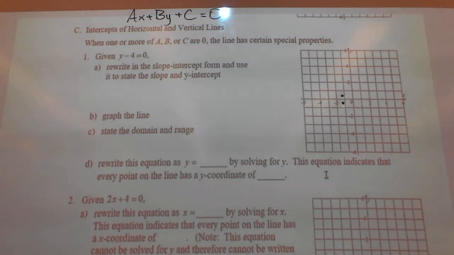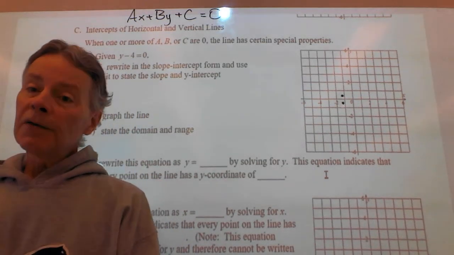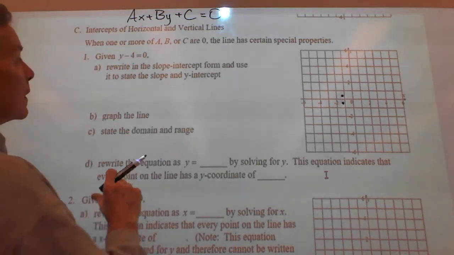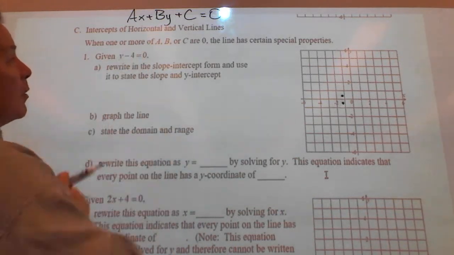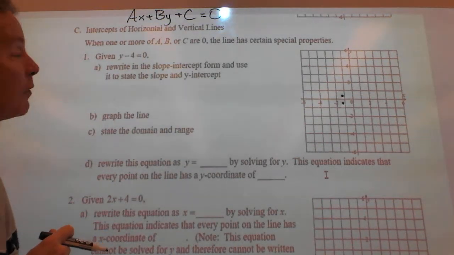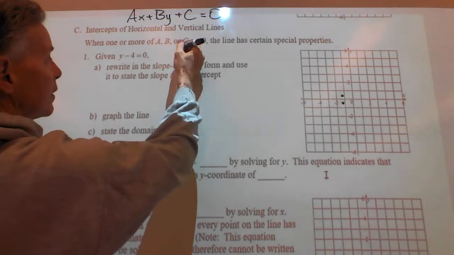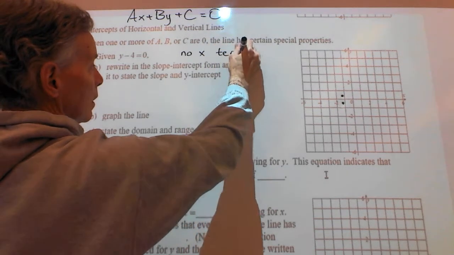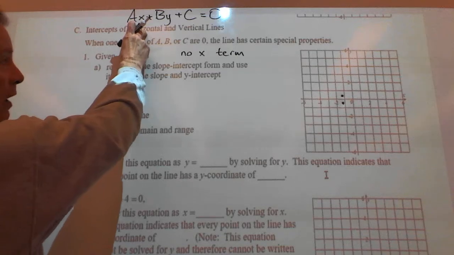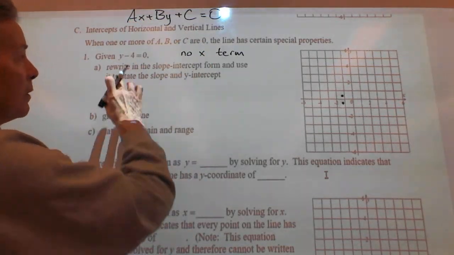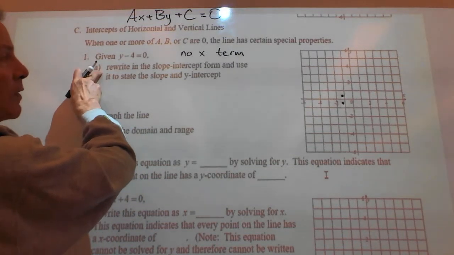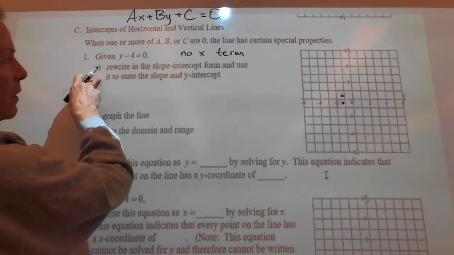Special cases. Intercepts of horizontal and vertical lines. Very, very easy. Okay? If you don't think about it too much. So, here we have an equation in general form. The first thing you should notice here is there is no x term. So if you have a horizontal line, you will find that in most cases there's no x term. So, step one, rewrite in slope-intercept form and use it to state the slope and y-intercept.